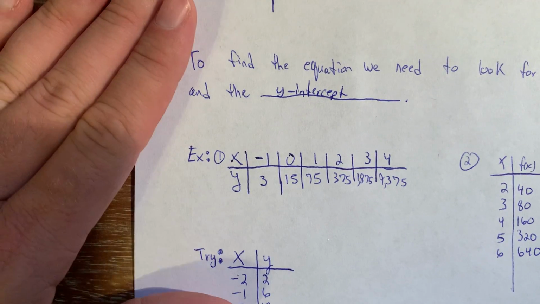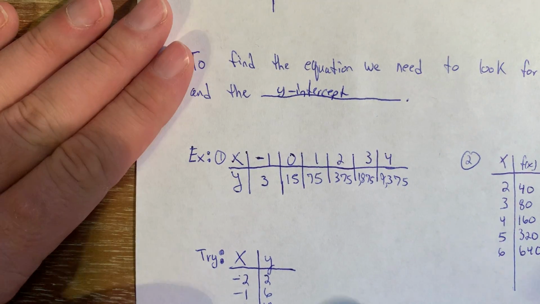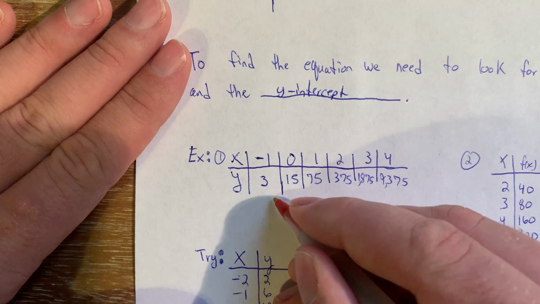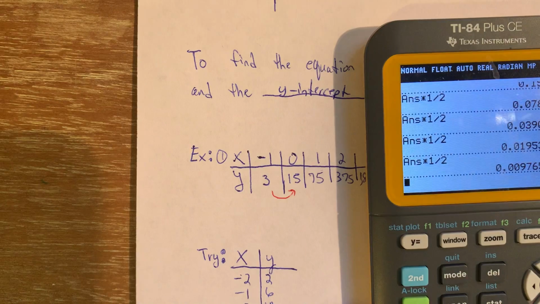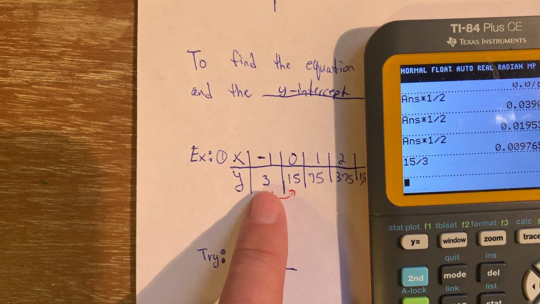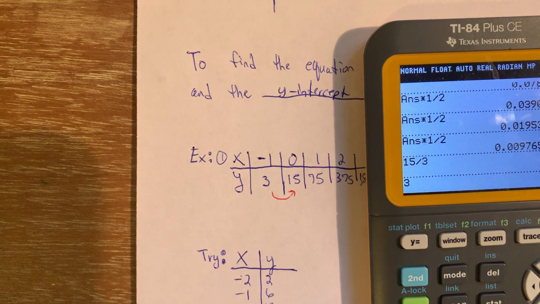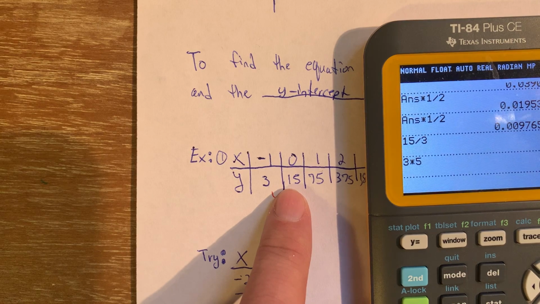If there is no constant multiplier, then it is not exponential. And so calculators are super helpful here. What we're going to do is look for a constant multiplier by dividing these two numbers. So 15 divided by 3 is 5. So that means that 3 times 5 is 15. It was multiplying by 5.